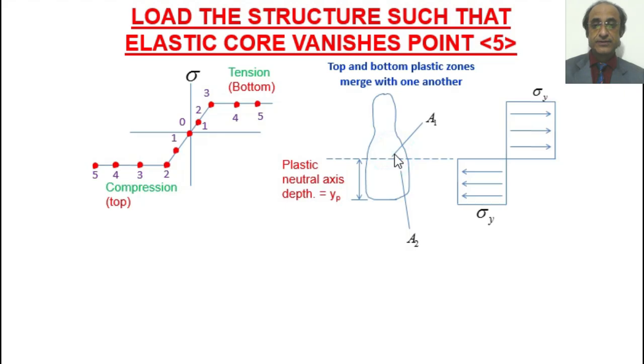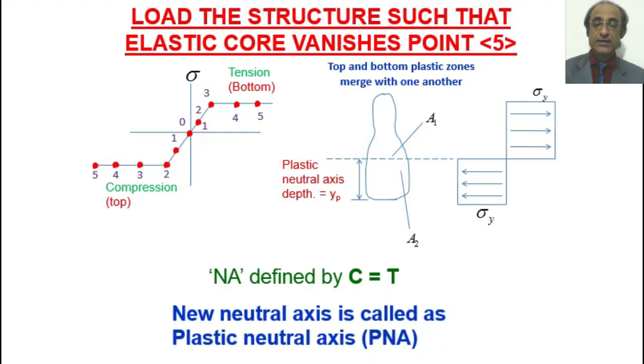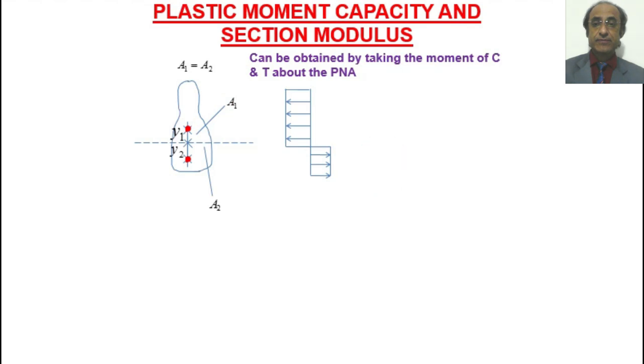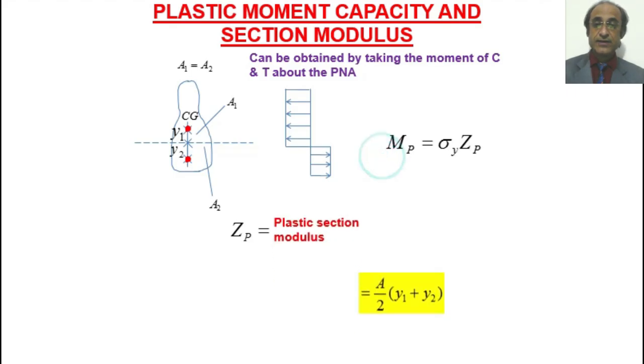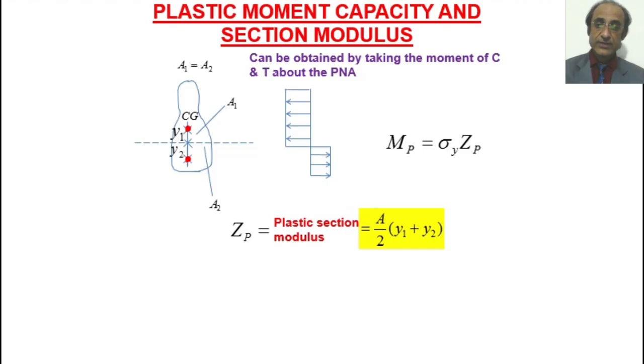So this plastic neutral axis is again given by the condition that the tension and the compression forces balance each other, and basically we find that this is defined by a location which divides the area into two equal parts. And for this particular case we obtain the plastic moment capacity given by the yield stress multiplied by the plastic section modulus. And what is plastic section modulus? It's basically each of the two areas, which is just half of the total area, multiplied by the lever arm of the compression and the tension forces.